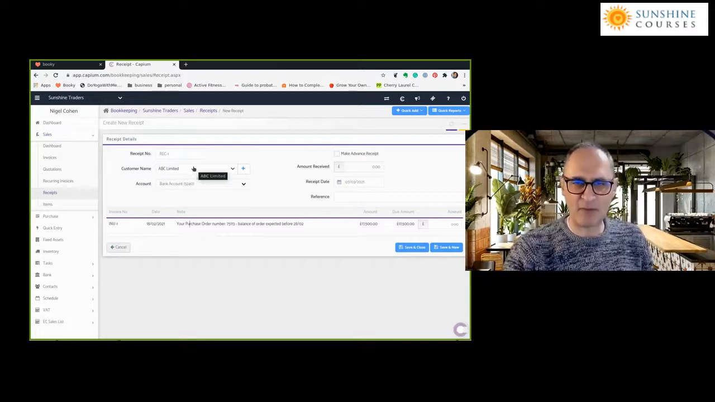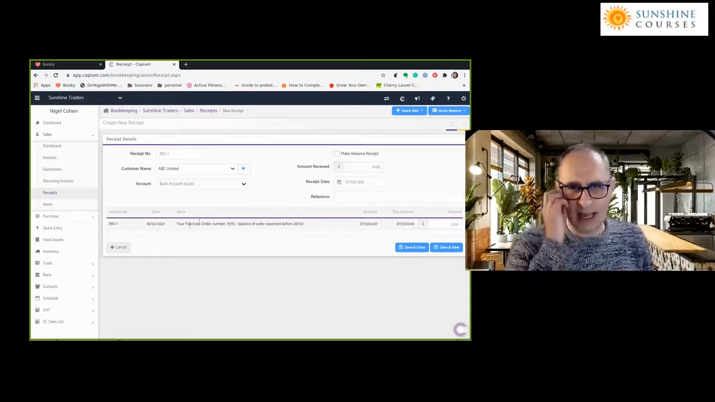we're receiving money from ABC Limited. The system knows how much we've invoiced them already. And in this case, I'm going to say they've paid us £10,000. So I don't know why they haven't paid us the full amount, but they haven't. And when I put the item in here, it's automatically put an amount received of £10,000.